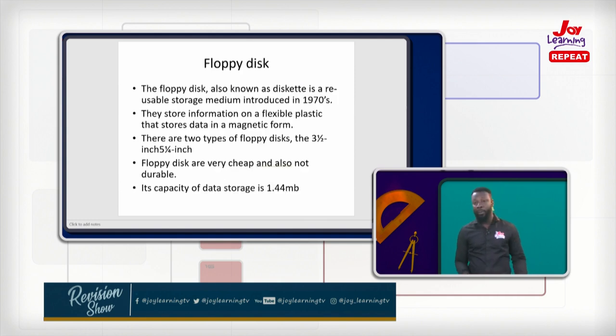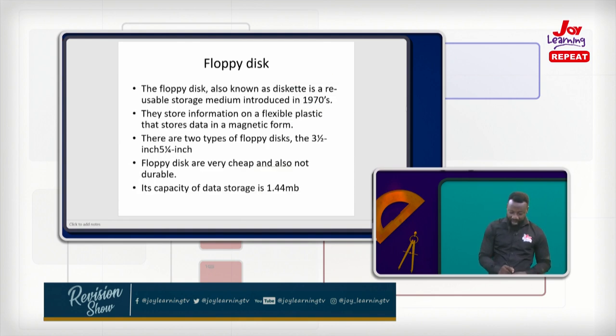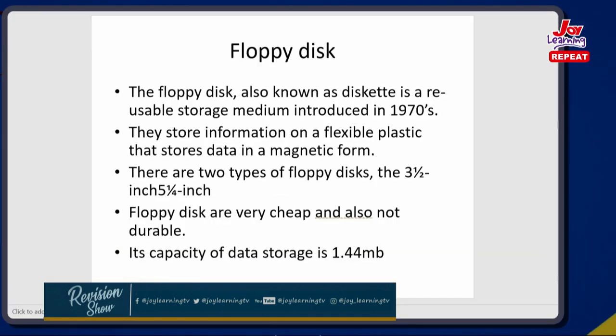Now let's look at the floppy disk drive. The floppy disk drive is also known as a diskette. Let me show you a picture of it. This is a picture of the floppy disk drive. This over here is what you call the 3.5-inch floppy disk drive. And the big one over here is what we call the 5.25-inch floppy disk drive.